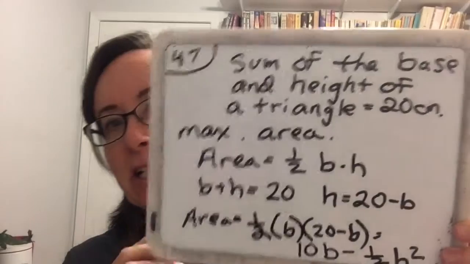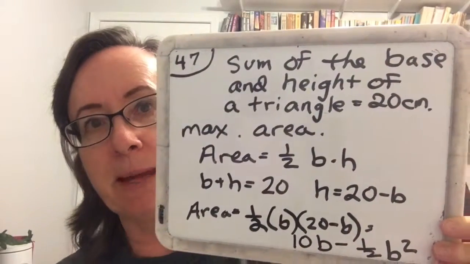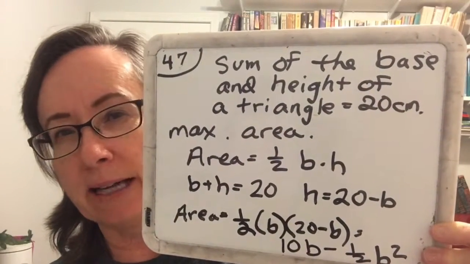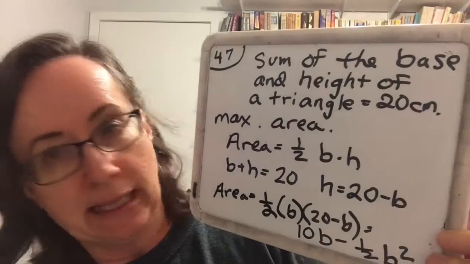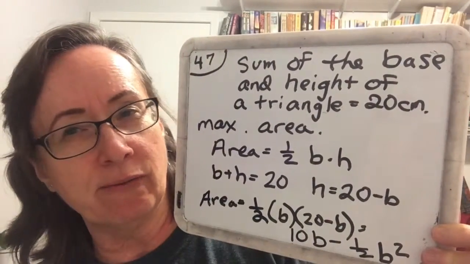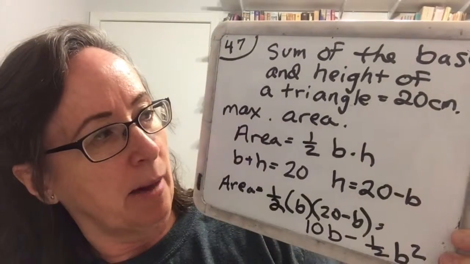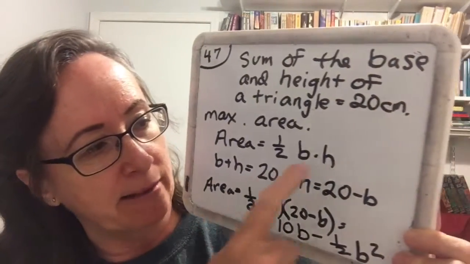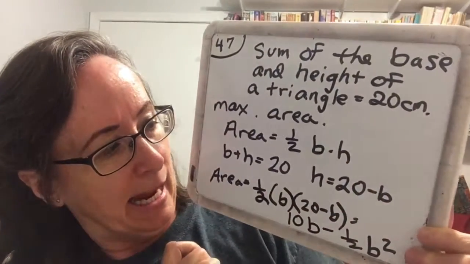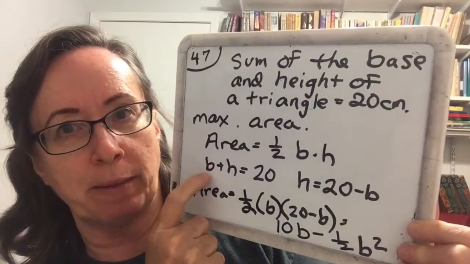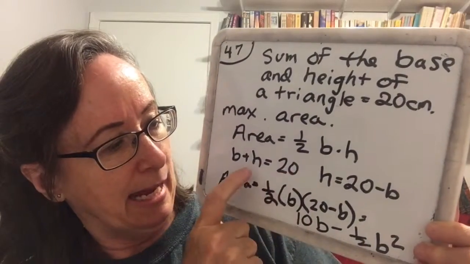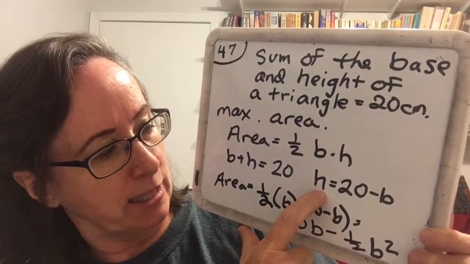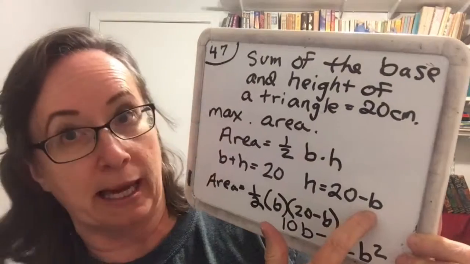All right, so I did number 47 for you also, which was an interesting one. It gave you that the sum of the base and the height of a triangle is 20 centimeters. Okay, so they've given us some information. The area of a triangle, we should know, is 1/2 base times height. So here's our area formula. And then I took this piece of information, base plus height is 20, and I solved it for h. H is equal to 20 take away the base.